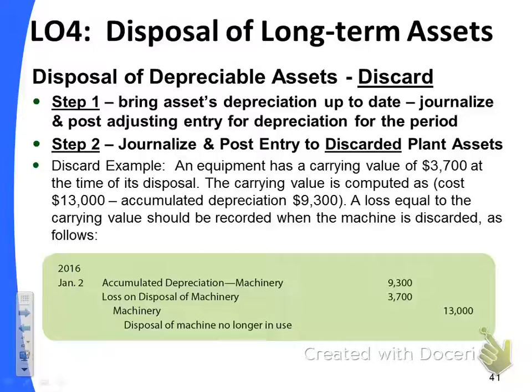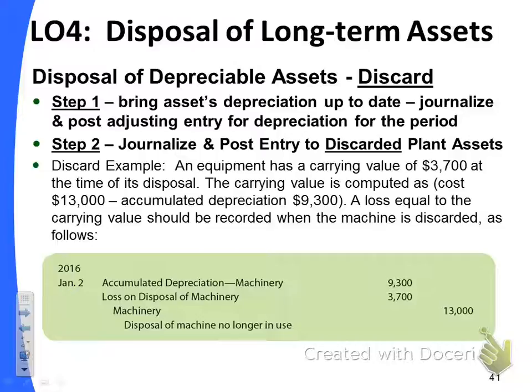Then step 2 is we're going to journalize and post the entry to discard the asset. So let's say we have this example. An equipment has a carrying value of $3,700 at the time of its disposal. The carrying value is computed as the cost minus accumulated depreciation of $9,300. A loss equal to the carrying value should be recorded when the machine is discarded, and the entry is going to look like this.